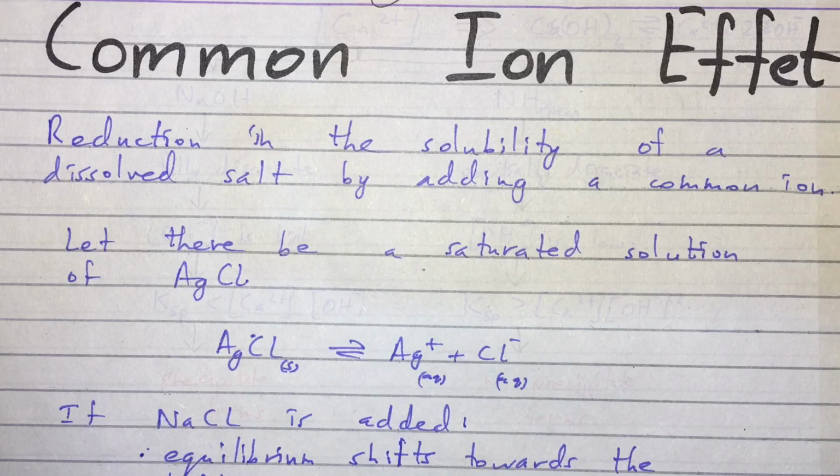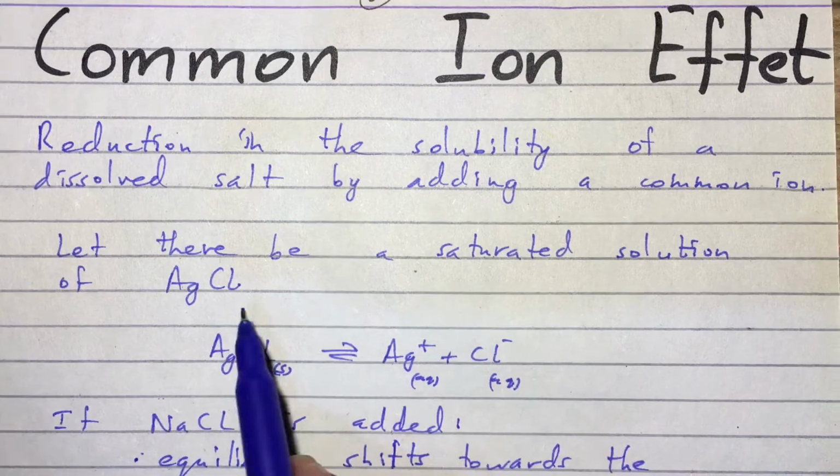I hope this is clear. Is the common ion effect. So the common ion effect is basically the reduction in the solubility of a dissolved salt by adding a common ion. So what happens is that, for example, if there is a saturated solution of AgCl, right?